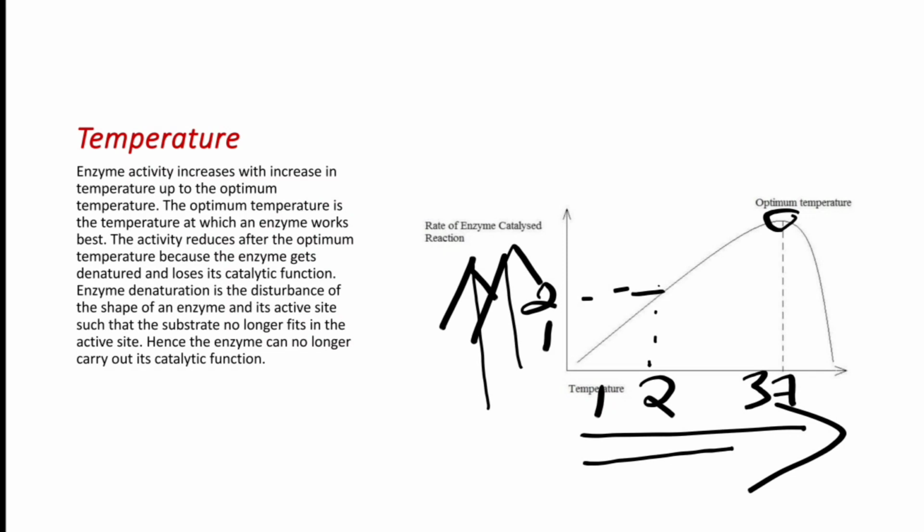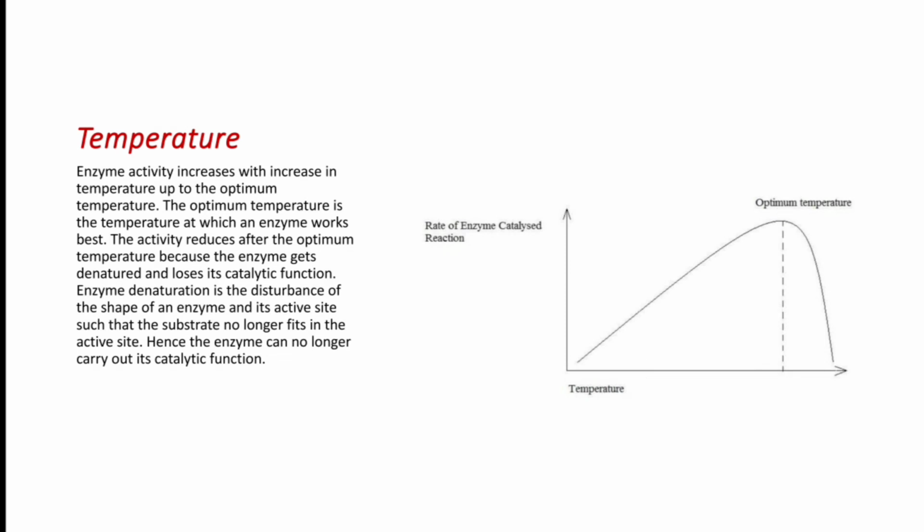So at this temperature, which is 37 degrees, enzymes are working at their best. But once we go beyond the optimum temperature, what will happen? Here they're saying that the activity reduces after the optimum temperature because the enzymes get denatured and lose their catalytic function. Now, what do they mean by gets denatured?